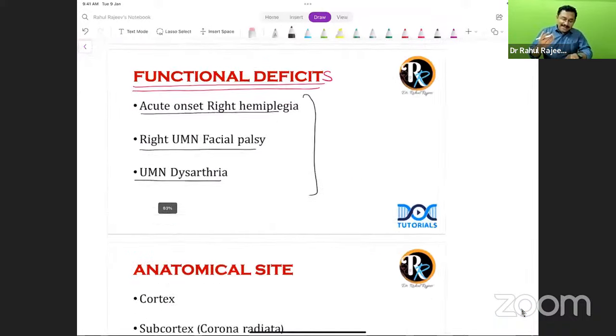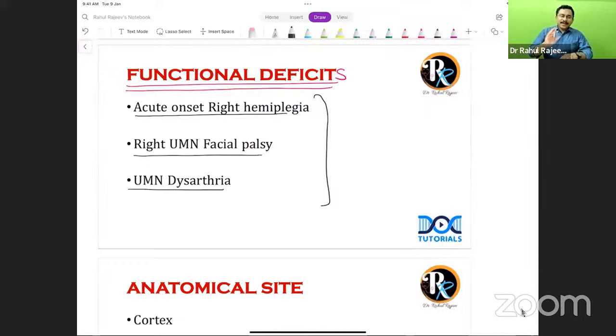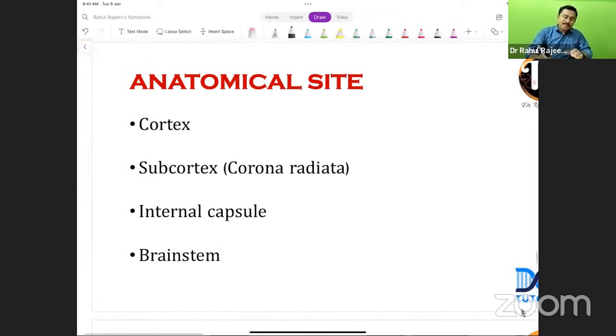Now coming to anatomical site. See, anatomical site, what are the possible anatomical sites in any case? Cortex can be affected, subcortex can be affected, internal capsule affected, or brainstem. Anyway, it is not spinal cord, because here the patient is having upper limb and lower limb problem, and deviation of angle of mouth. So it cannot be spinal cord; it is cortex, subcortex, internal capsule, or brainstem. What do you think? Where is the possible site of lesion? See, here you have got to use your logic.